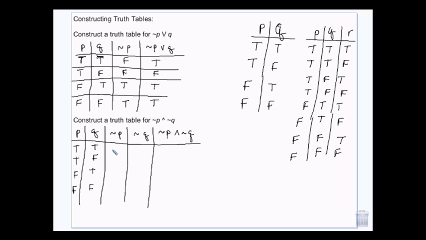If P was true, not P is false. And when P was false, not P is true. So it just flips those. And then if Q is true, it's now false, true, false, true. And then not P and not Q. I have a false and a false. That's false. I have a false and a true, true and false, or true and true.